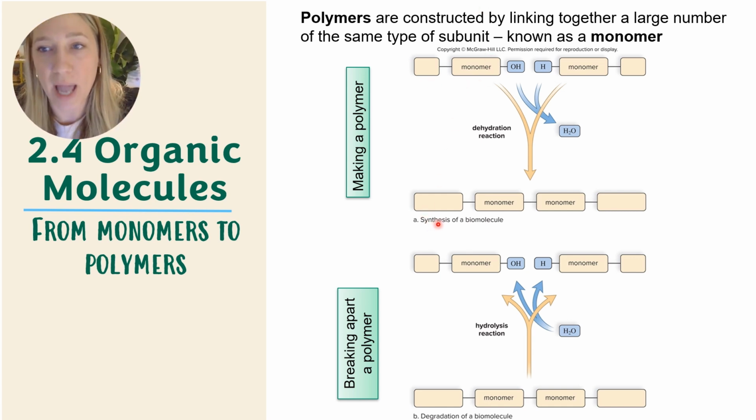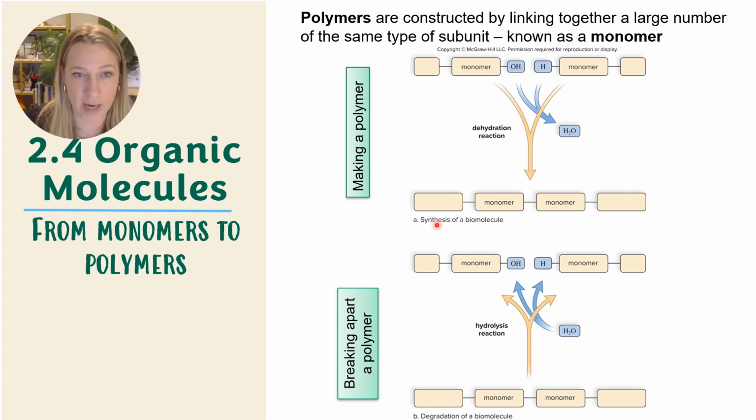The opposite reaction is called a hydrolysis reaction, and this would use up an H2O. If we have a polymer and we want to break it apart into its individual monomers, we would put water in, and break up that water into an OH and an H. Those would separate the monomers and keep them from coming back together. That's called hydrolysis because we are adding water into that reaction.